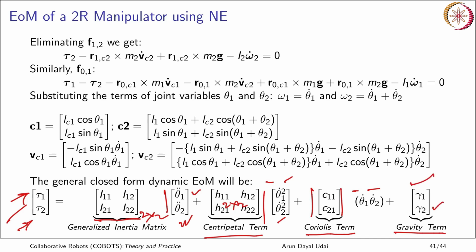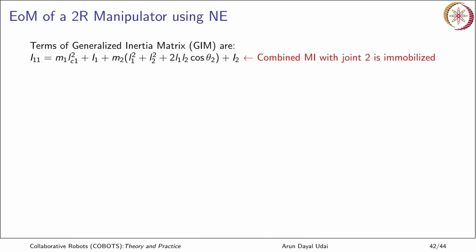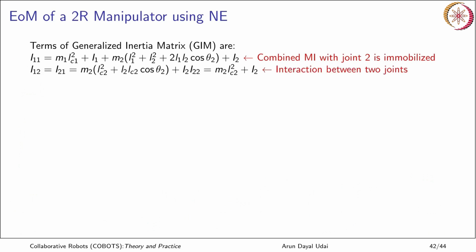Okay. So, you can express the tau 1 and tau 2 which are extracted out of these two equations, and substituting all these, you can write that in this form. So, doing so, you directly get the terms of the generalized inertia matrix like this, I11, I21 and I12, both are the same, okay, and I22. Okay.